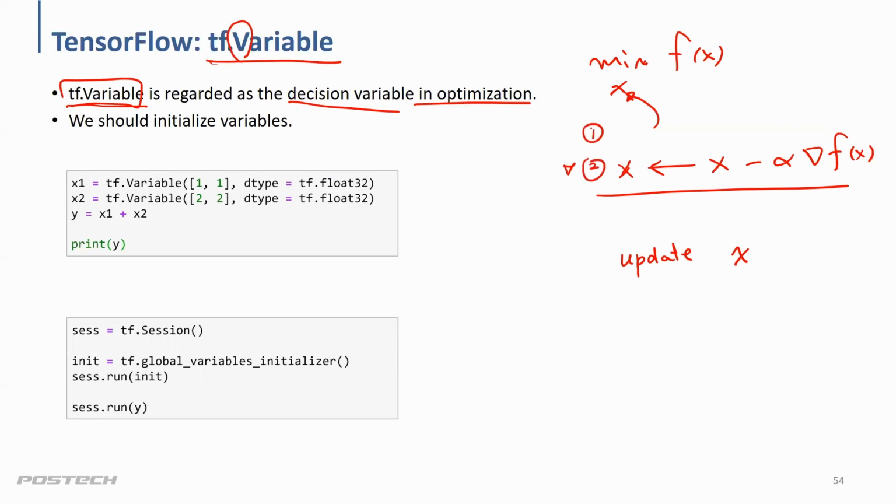The first step is, at least at the initial stage, we have some values for x. So we usually initialize x. These are the two major requirements for decision variables, like here in this case tf.Variable. So you just think of it as what we need for gradient descent.